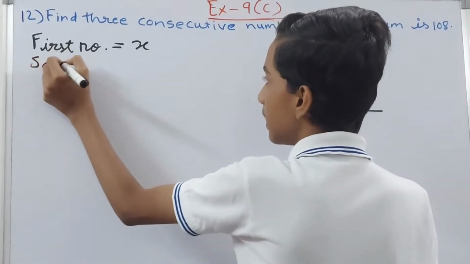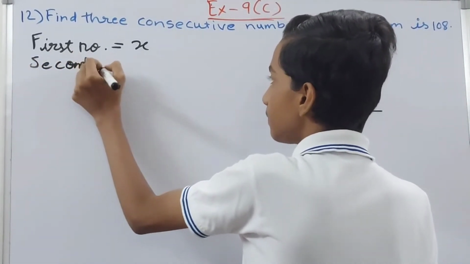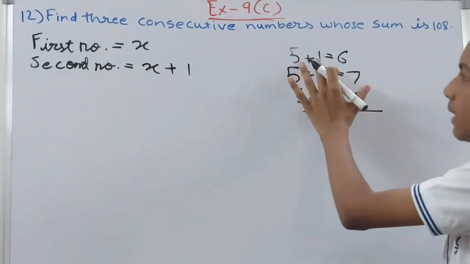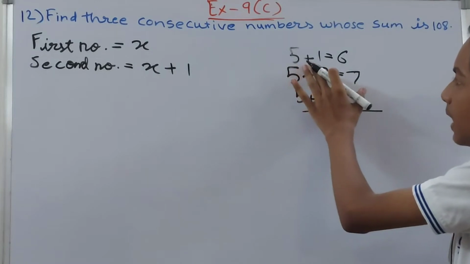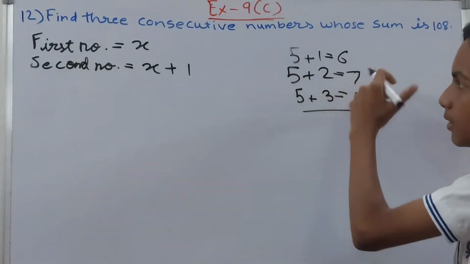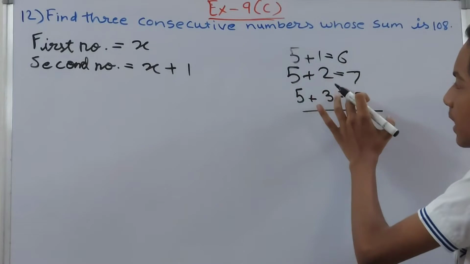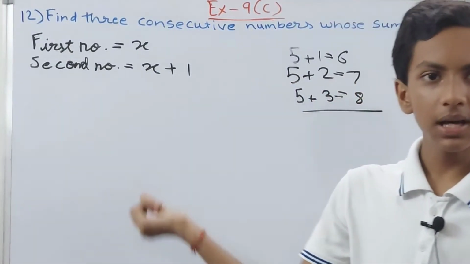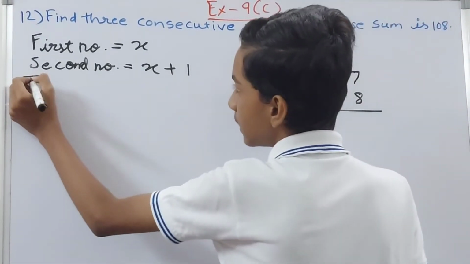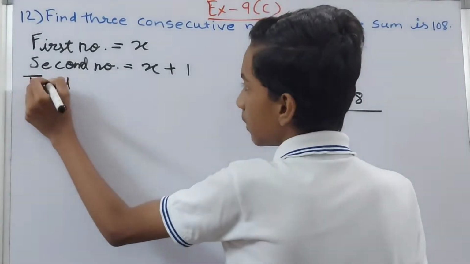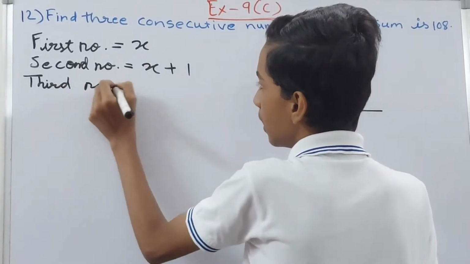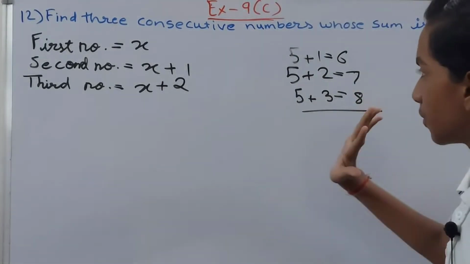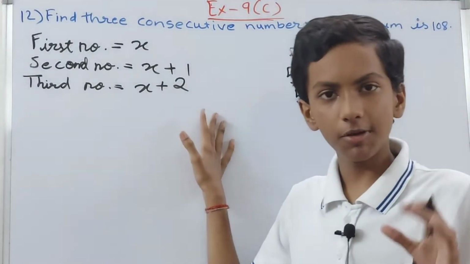You can write here that the second number becomes x plus 1, because here you can see that our first number was 5, and after that the consecutive numbers are 6, 7 and 8, so plus 1. So x plus 1 is our second number. And for our third number, what are we supposed to do? x plus 2, right? This will give us a consecutive number. So these 3 consecutive numbers we have got.